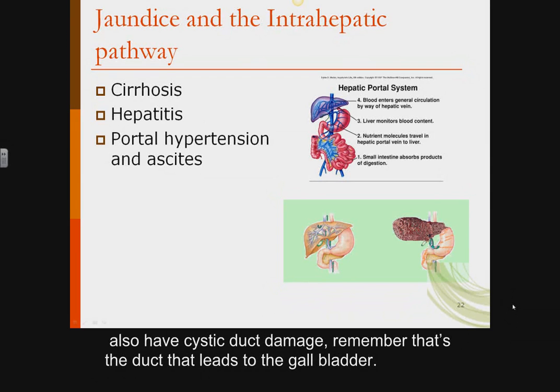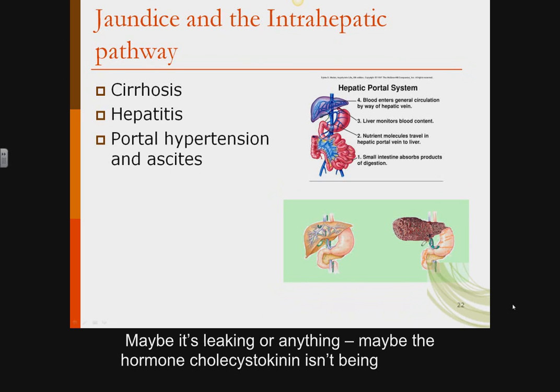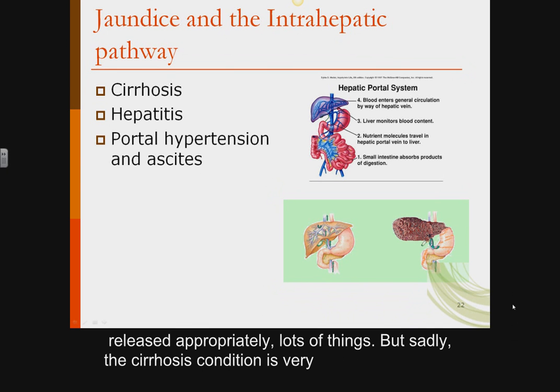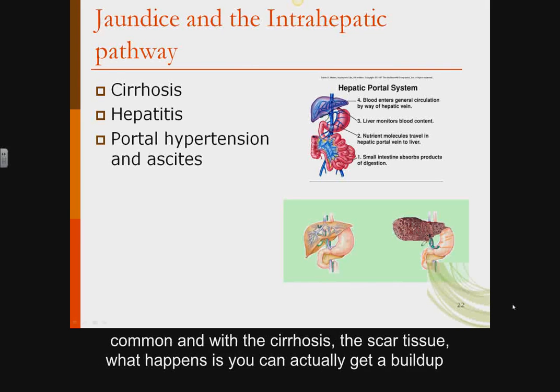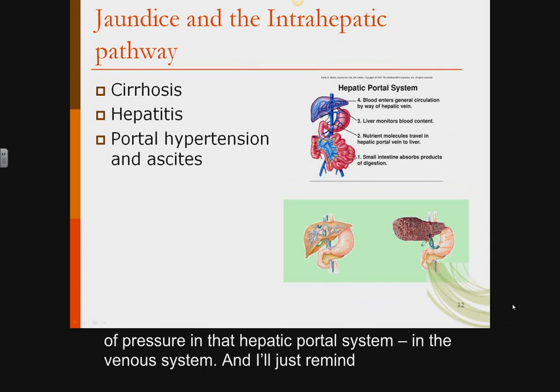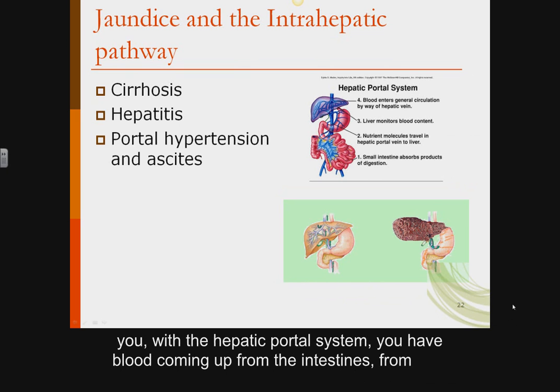So in addition to a bile duct obstruction, we could also have a cystic duct damage. Remember, that's the duct that leads to the gallbladder. Maybe it's leaking or anything. Maybe the hormone cholecystokinin isn't being released appropriately. Lots of things. But sadly, the cirrhosis condition is very common, and with the cirrhosis, the scar tissue, what happens is you can actually get a buildup of pressure in the hepatic portal system, in the venous system.